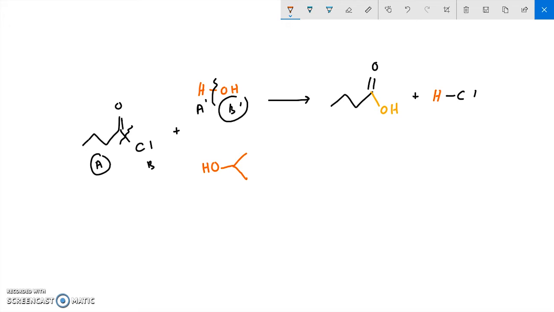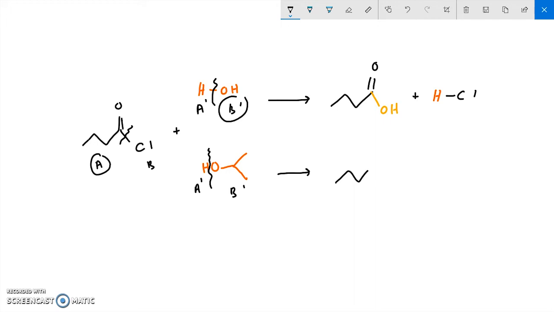Again, we're going to use the same approach. We identify the A part of the structure, which represents the RC double bond O. For the alcohol, we identify the hydrogen part. In this case, we break the bond between the hydrogen and the oxygen. Remember again, hydrogen will always be assigned as A prime, and the rest will be assigned as B prime. If you want to draw the product, it will look like this.